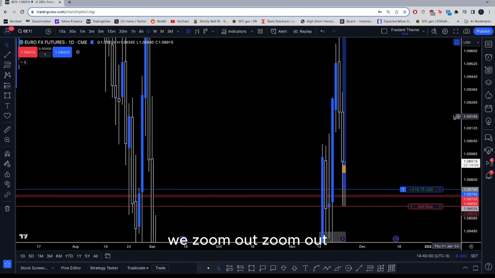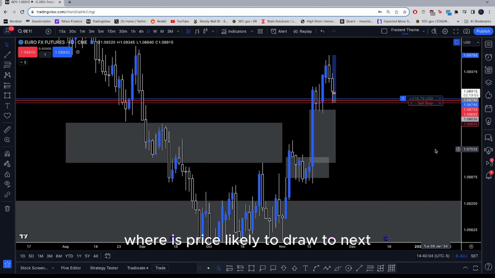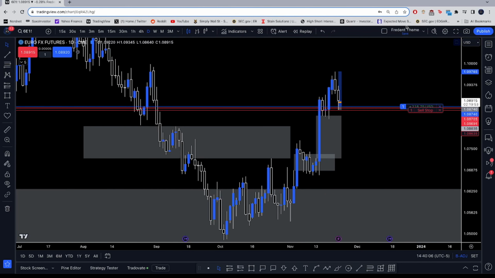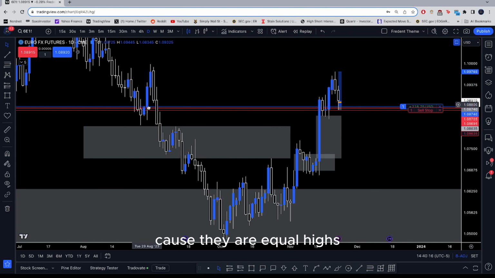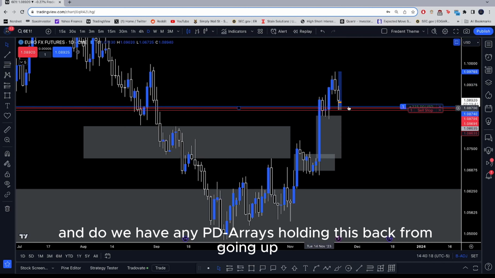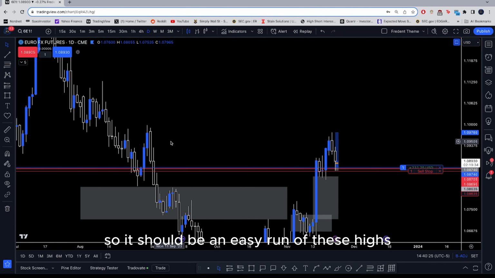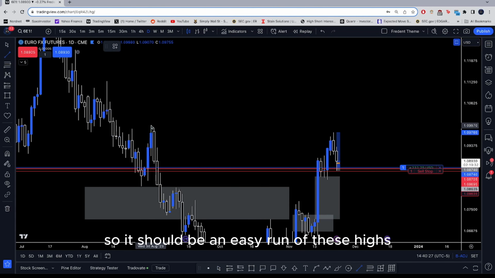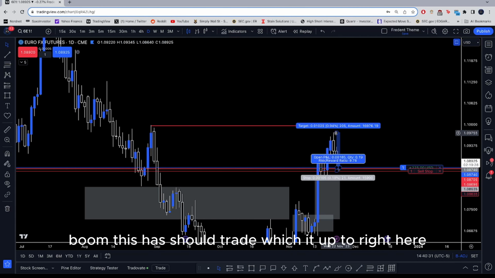We zoom out. Where is price likely to draw to next? Exactly these highs right here, right? Because they are equal highs. And do we have any PD arrays holding this back from going up? No, we don't have any bearish fair value gaps here. So it should be an easy run of these highs. Boom. These highs we should trade up to right here.